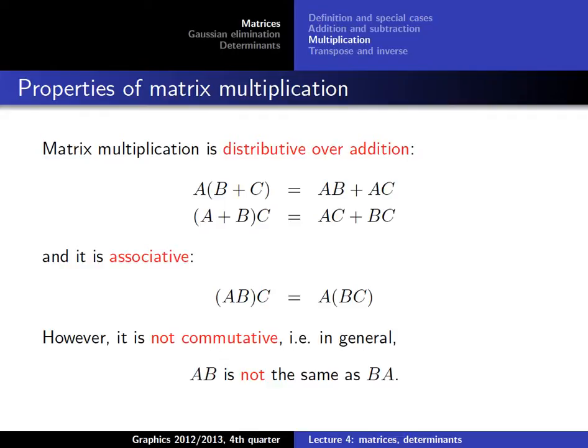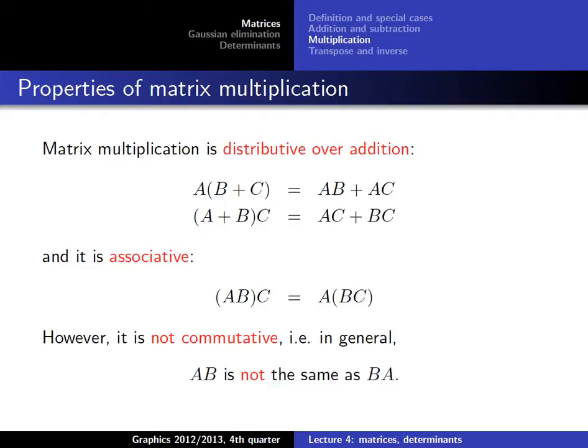So if we have the sum of two matrices and then multiply it with another one, it's the same. We have the same result as if we multiply the matrix with the individual matrices and then take the sum. It is also associative, so it doesn't matter in which order we do the multiplication.